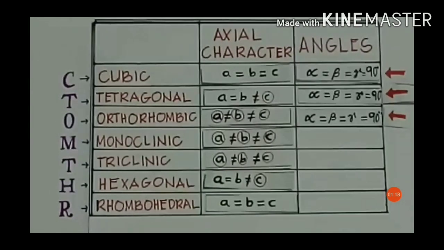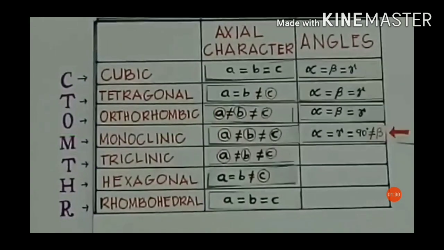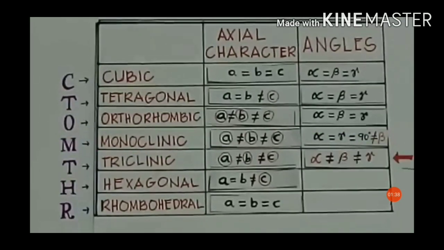First three boxes, all the angles alpha is equal to beta is equal to gamma, which is equal to 90 degree. In monoclinic crystal system, alpha is equal to gamma, which is equal to 90 degree, but beta is not equal to 90 degree. In triclinic crystal system, alpha is not equal to beta, which is not equal to gamma, which is not equal to 90 degree.